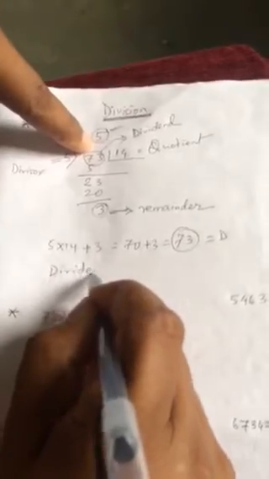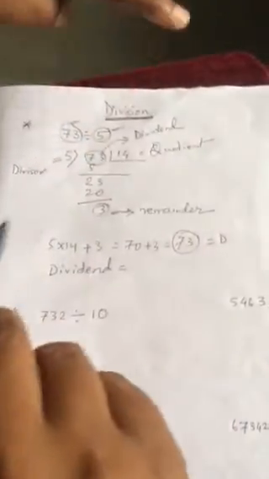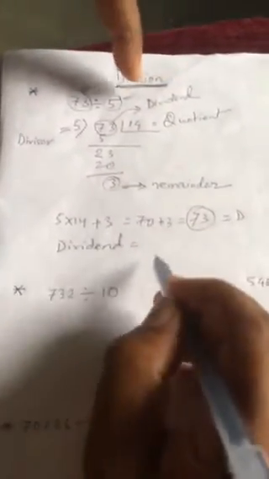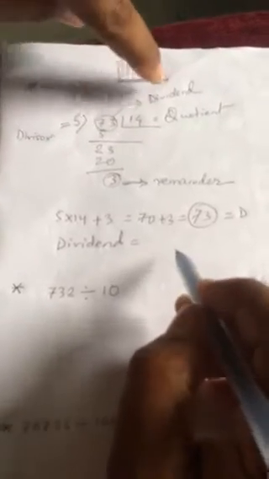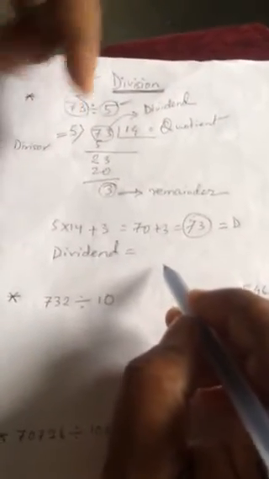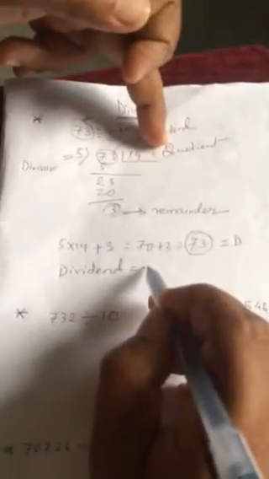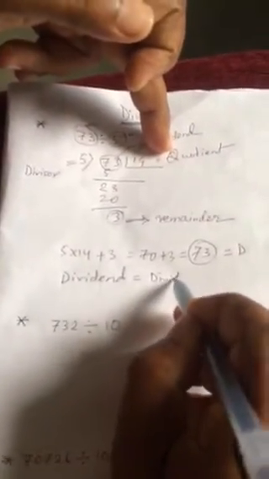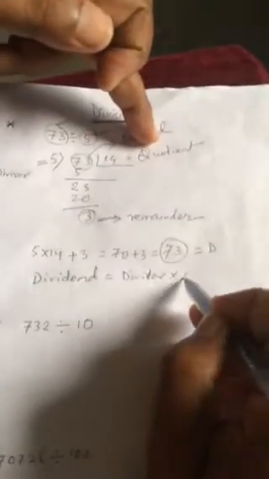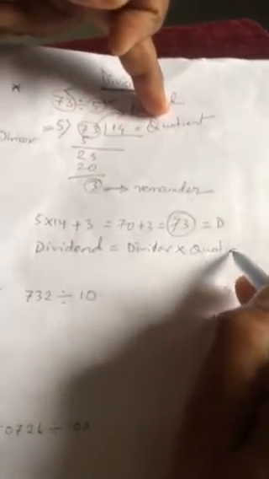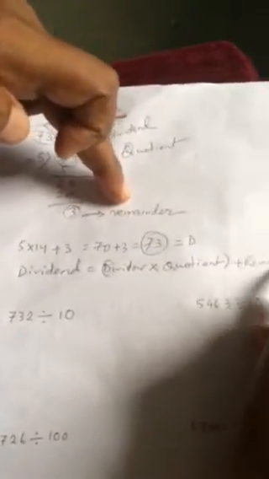So how to get the dividend? Formula: if quotient, divisor and remainder are given and you have to find the dividend, then you can apply this method. We need to multiply divisor and quotient. After multiplying these two, we have to add the remainder. So you get the dividend.